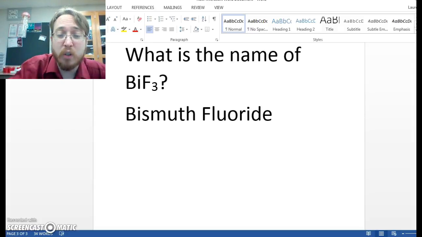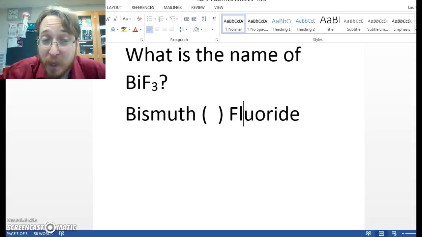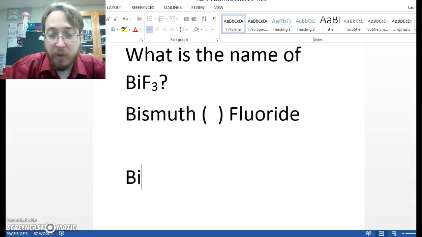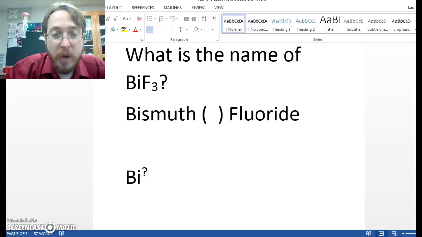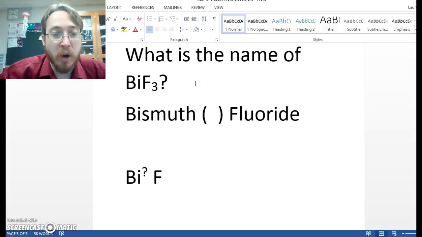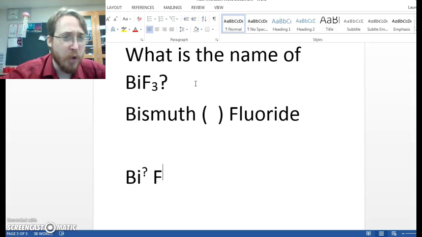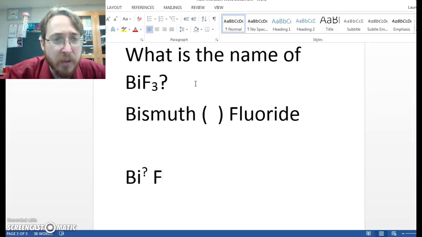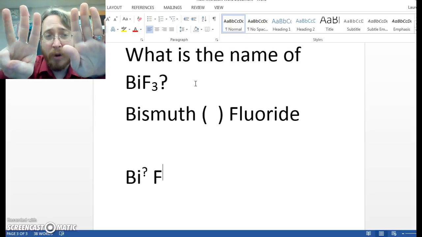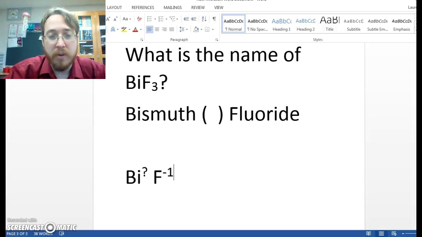We are not done, because bismuth is a transition metal, so we have to put its charge in parentheses here. To do this, we have to figure out its charge, which means we have to go back to the formula. So bismuth has some charge, and we don't know what it is. But fluorine has a charge, and we can look that up. Fluorine has 7 valence electrons. It has a high electronegativity, so it's going to gain electrons. If it has 7, it's going to gain until it has a full shell. It can gain 1 more. It has 8. That's a full shell, so it can only gain 1, so its charge has to be -1.